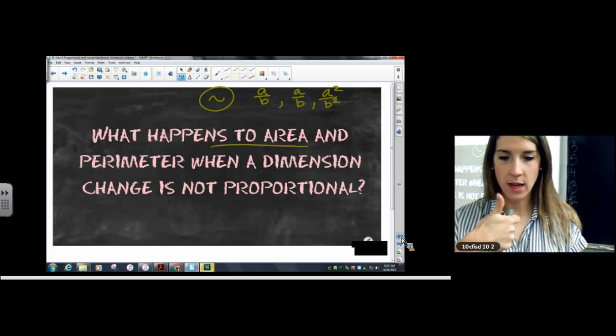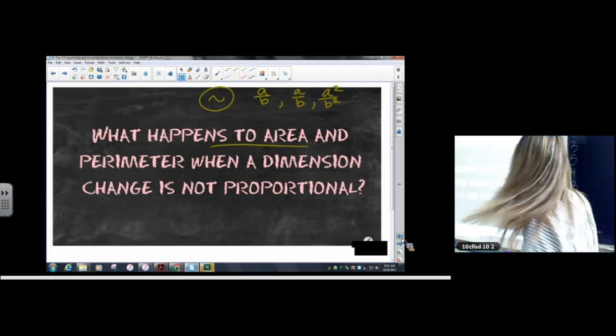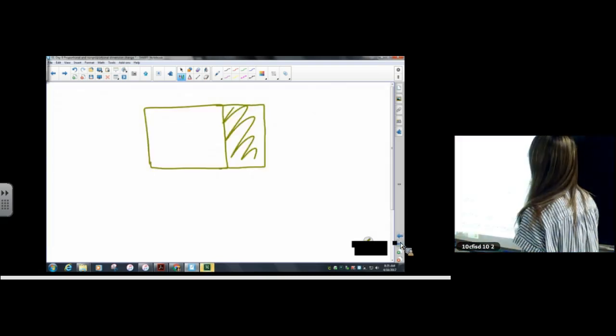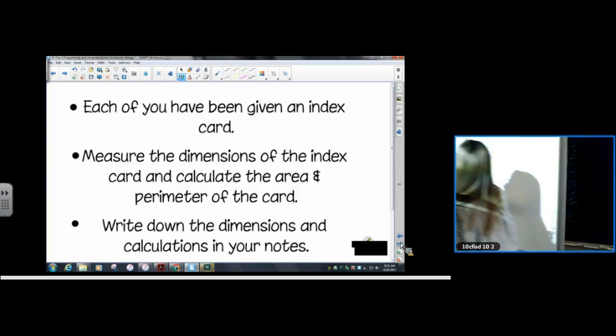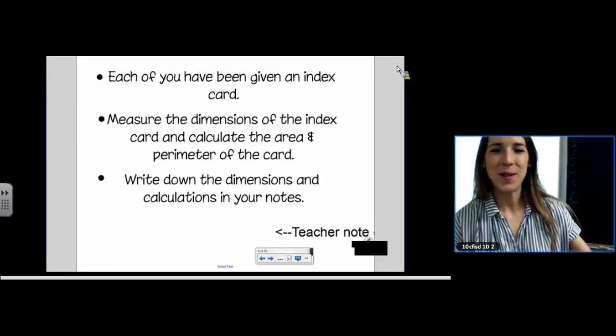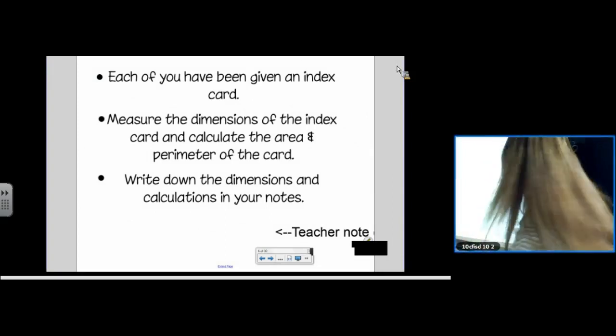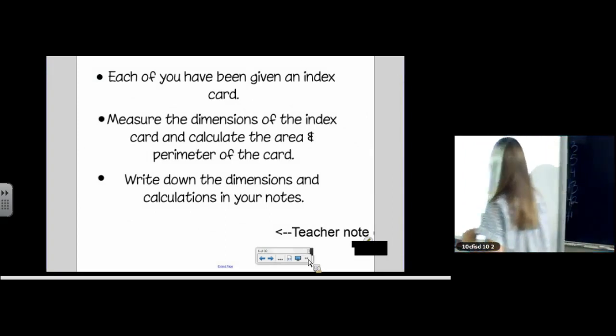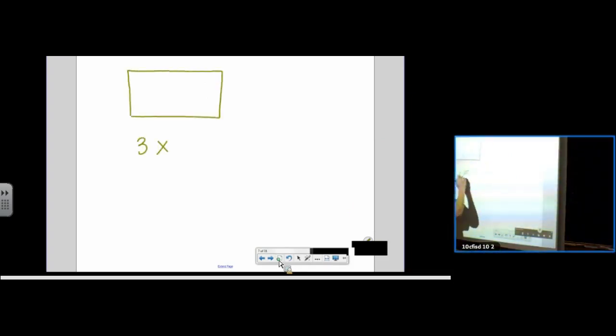Okay? Good? Okay. So we're going to discover, but we're not going to use an index card today. We're going to pretend. So yesterday, you were given an index card. We found the dimensions of the index card. Let's write them down. It was 3 by 5. The perimeter was 16 inches, and the area was 15 inches squared.